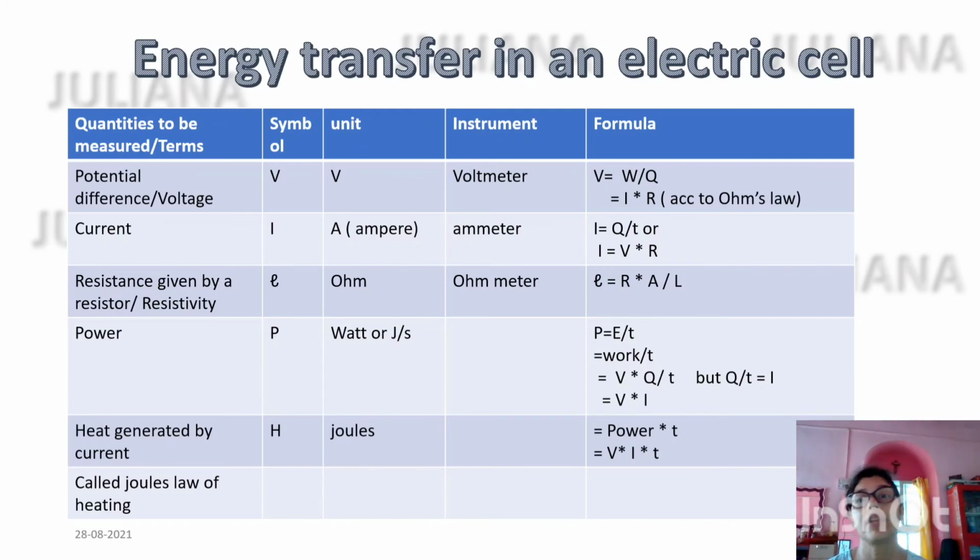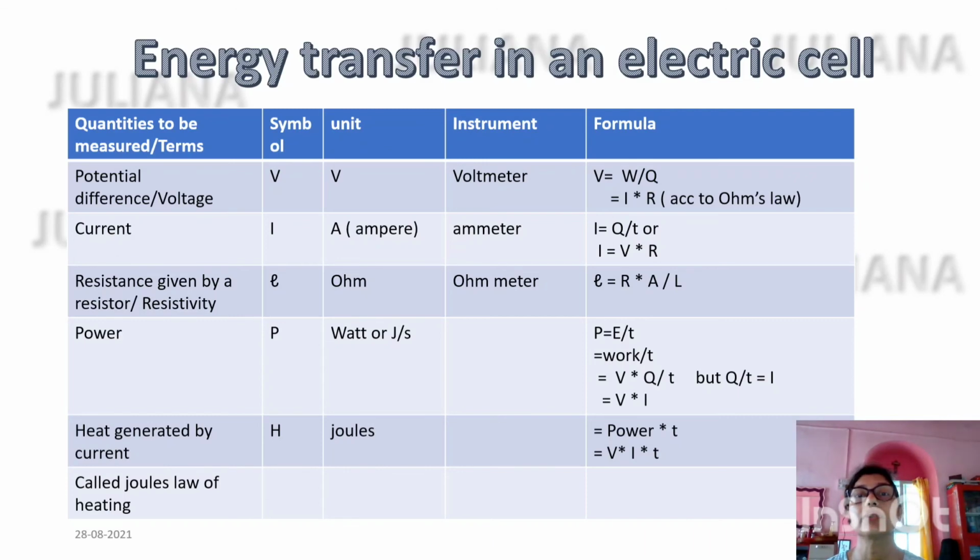And the formula we have just revised, V is equal to W upon Q. We remember that way, V work, that is V is equal to W upon Q. But according to Ohm's law, V is also equal to I into R. Current I is equal to charge passing per time, so Q upon T. According to Ohm's law, I is equal to V upon R. Then resistivity rho is equal to R into A, area of cross section, upon length.